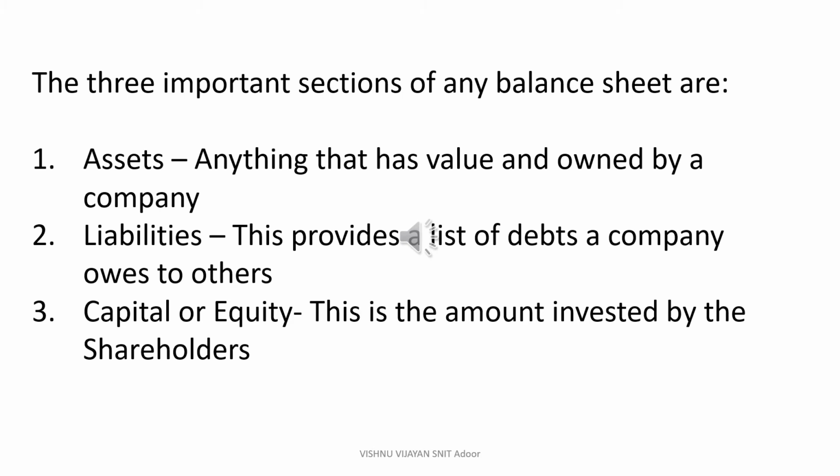As we studied in the previous slide, a balance sheet has main sections. First section, assets. Anything that has value and is owned by the company is an asset. Then liabilities. This provides a list of debt a company owes to others, and debt means what the organization really has to pay back. Then capital or equity, this is the amount invested by the shareholders. Shareholders means the company's owners. So what the company owners have really deposited in a business is capital or equity.